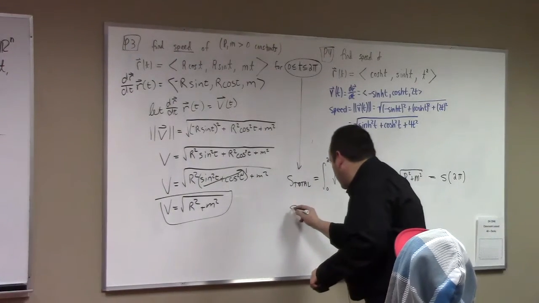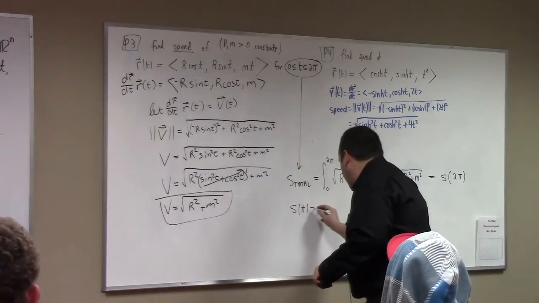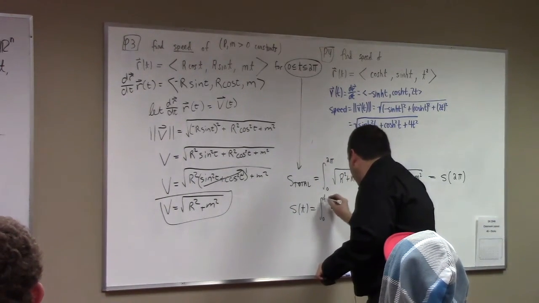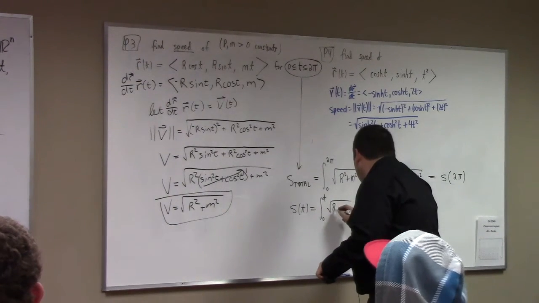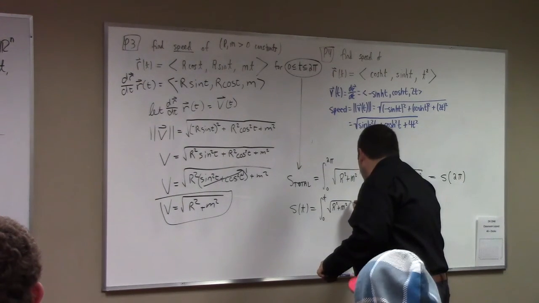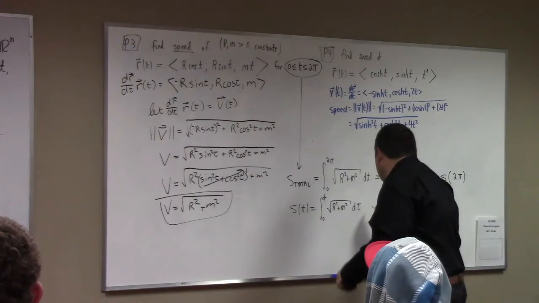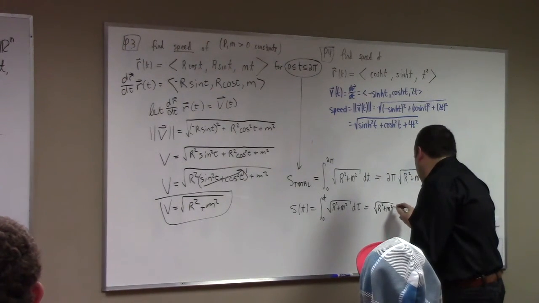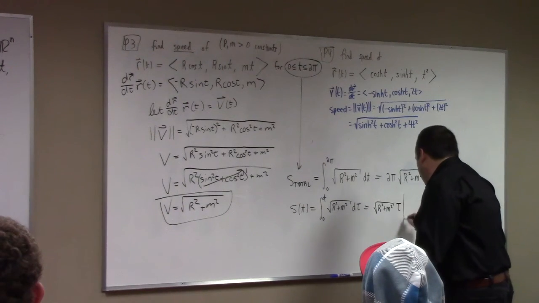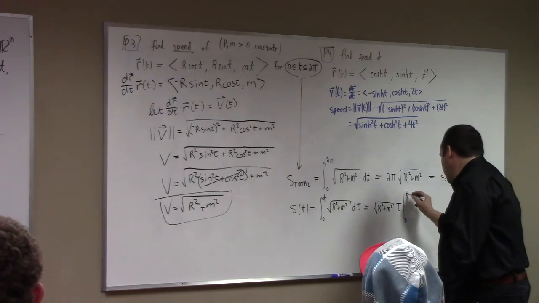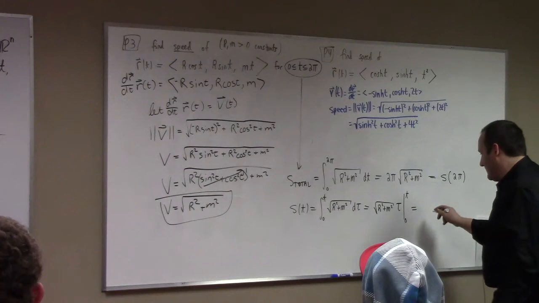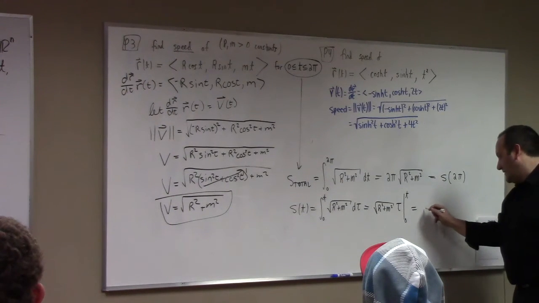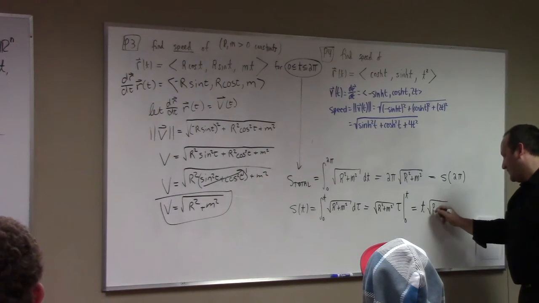Here's the other one, s of t. That would be the integral from 0 to t of the square root of r squared plus m squared d tau, which is the square root of r squared plus m squared times the integral of d tau. Well, it's tau. You evaluate that from 0 to t, just to make it look like I'm really doing something here. I'll write down my work. So that's t times the square root of r squared plus m squared.